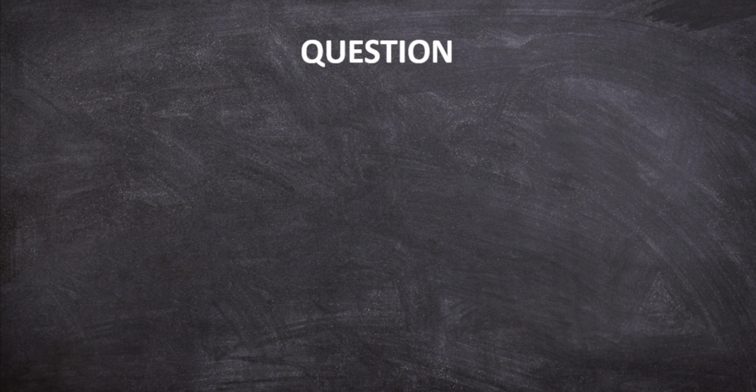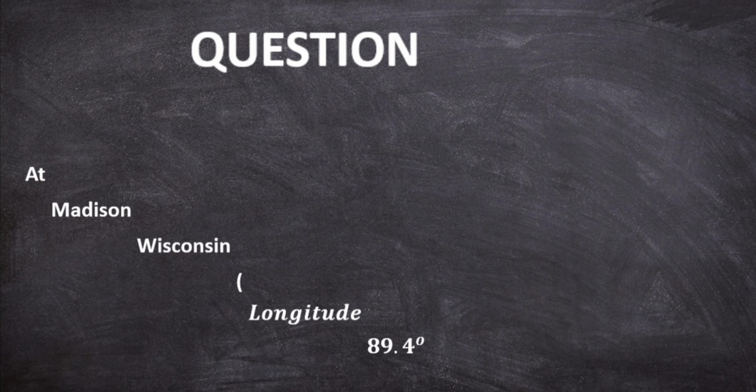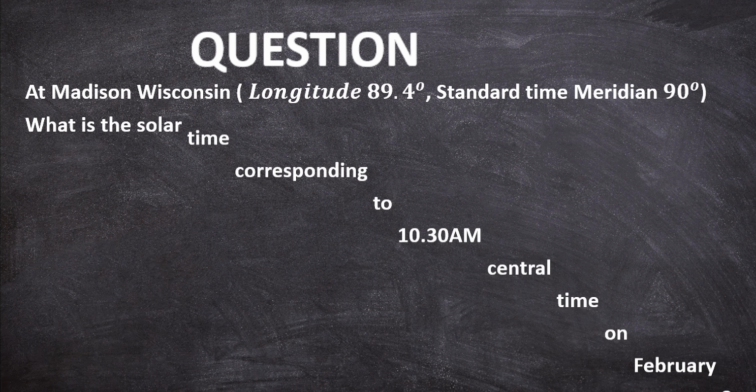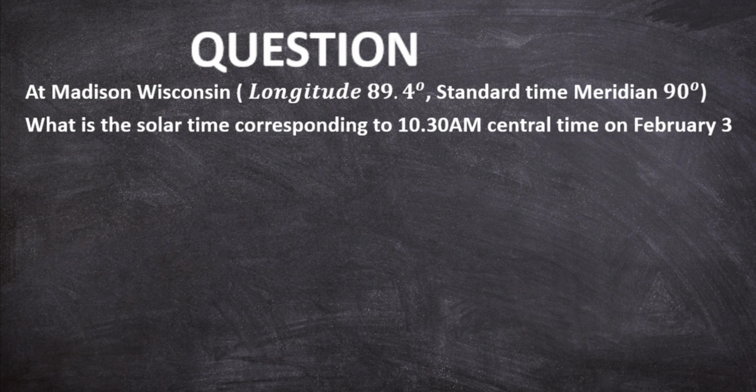In this video we are going to calculate the solar time. The question states that at Madison, Wisconsin, longitude 89.40 degrees, the standard time meridian is 90 degrees. What is the solar time corresponding to central time on February 3?